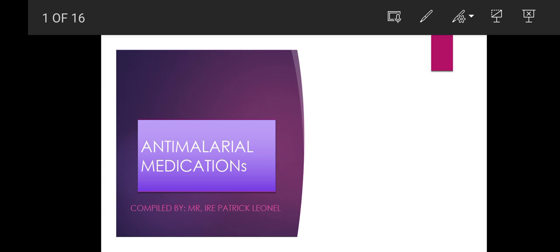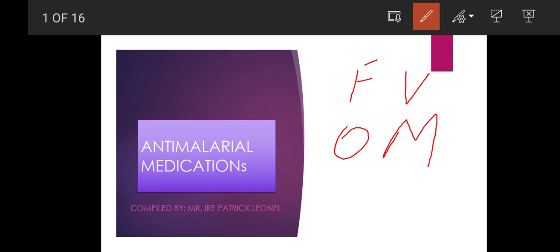So today we'll be looking at pharmacology, under which we'll see anti-malarial medications. Malaria is caused by a protozoan parasite called Plasmodium, and Plasmodium is of four main species capable of causing harm to man. We have Plasmodium falciparum, vivax, Plasmodium ovale, and Plasmodium malariae. So these are the four main species capable of causing harm to man.